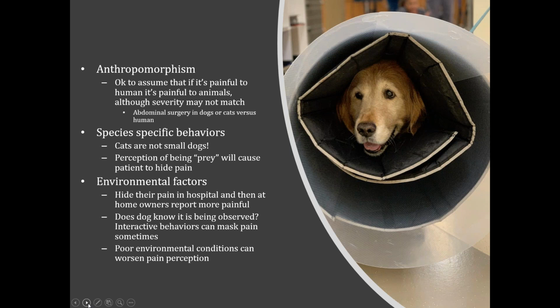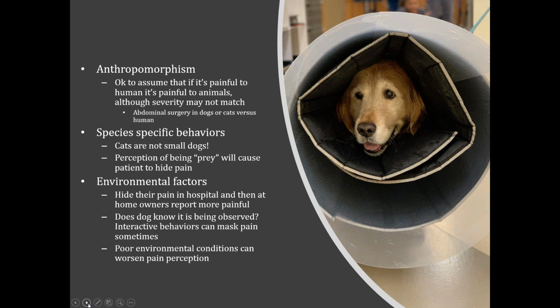Environmental factors are a big issue for our patients. A lot of dogs and cats will hide their pain in the hospital because it's an unfamiliar setting. Their instincts come into play, like, better hide this, better not let anyone know I'm painful. Then they get home and the owner reports back that Fluffy's not eating well and seems to be moping around. We're all like, well, they weren't painful here. Now they're in a more comfortable environment, and suddenly they're showing you more pain behaviors.